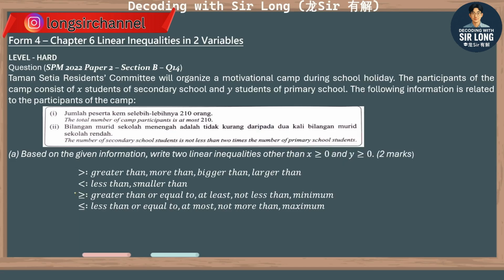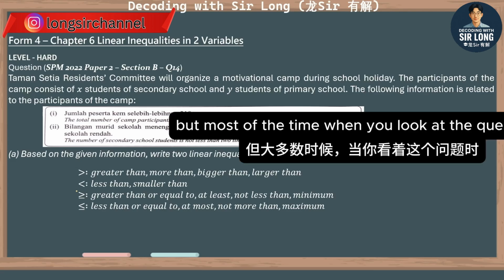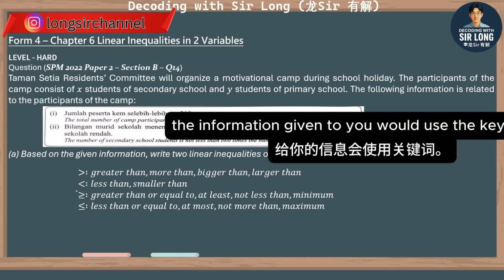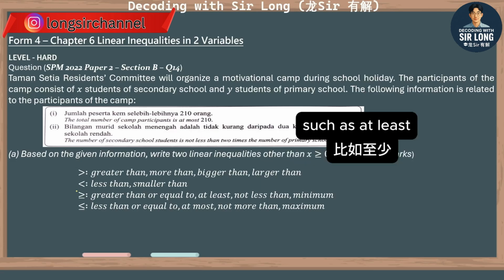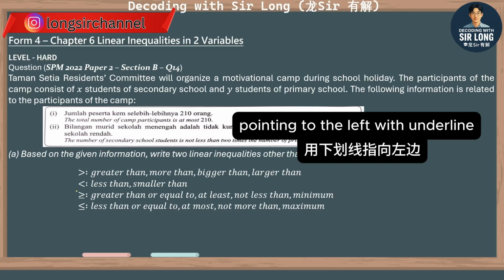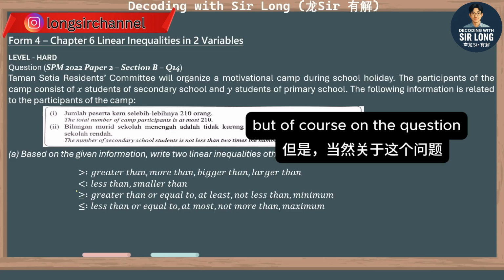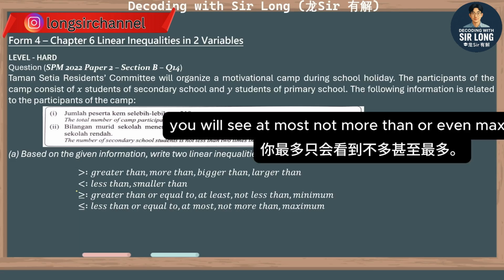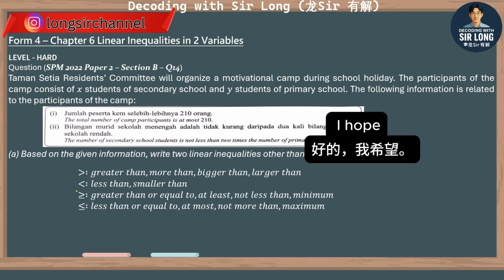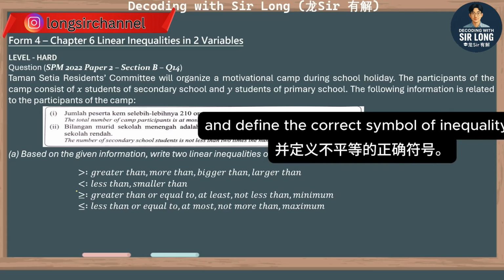What about the third symbol? The third symbol, pointing to the right with underline, means greater than or equal to. But most of the time, when you look at the question, the information given to you would use keywords such as at least, not less than, or even minimum for the third symbol. And what about the last symbol? Pointing to the left with underline means less than or equal to. But of course, in the question, you will see at most, not more than, or even maximum. I hope that all of you can remember how to find the keyword and define the correct symbol of inequality.